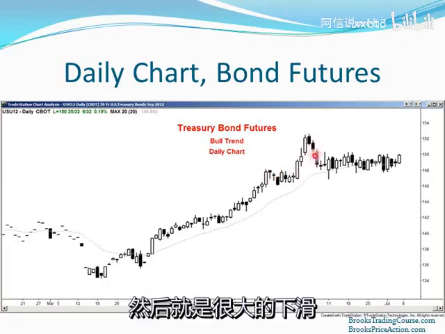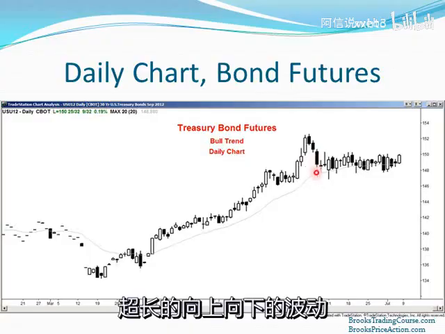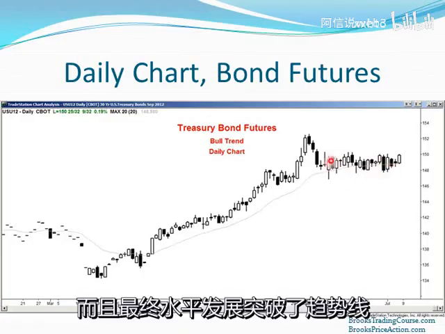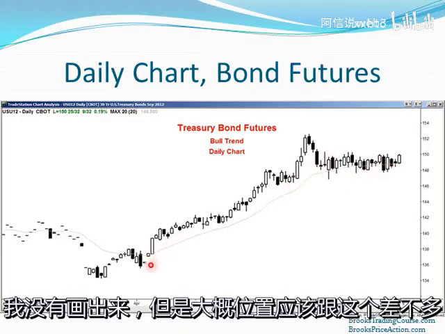We had a big move up, and now we have a pretty big move down. Big up, big down, big confusion. Usually the market goes sideways, and that's what it did. It went sideways enough to break below the bull trend line. I don't have the trend line drawn, but it's something like this.